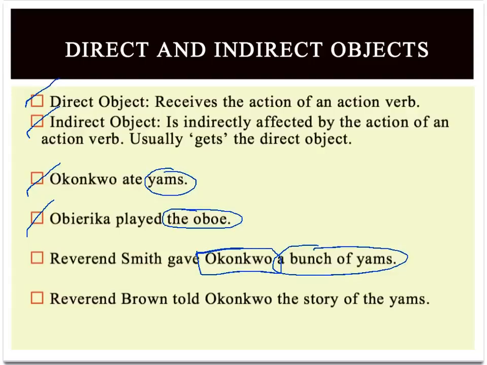All right, let's say Reverend Brown told Okonkwo the story of the yams. Right? So Reverend Brown's the simple subject of that sentence. What's he doing? Well, he's telling. Telling is the simple predicate. Tells what? Tells the story of the yams. Right? The story of the yams is the direct object. But he tells it to Okonkwo. Once again, Okonkwo is getting the direct object, so he's an indirect object in that sentence.